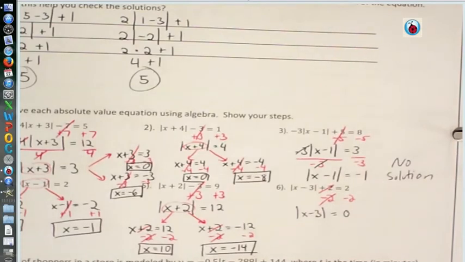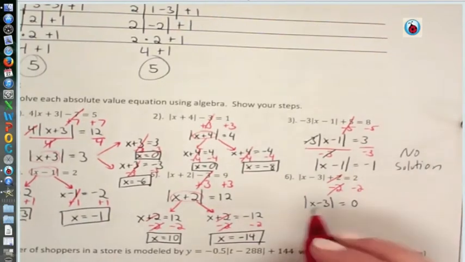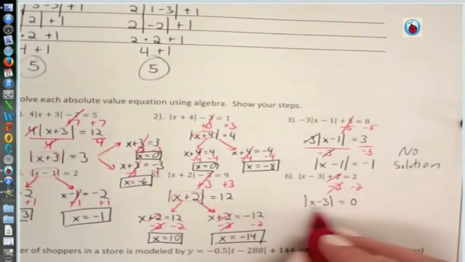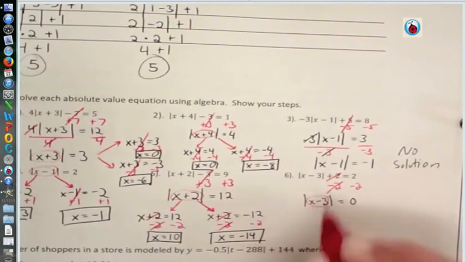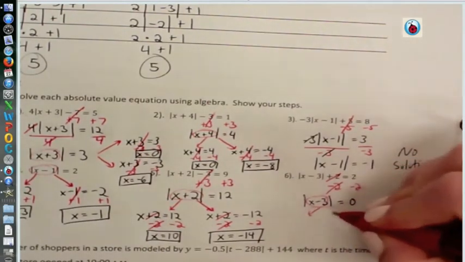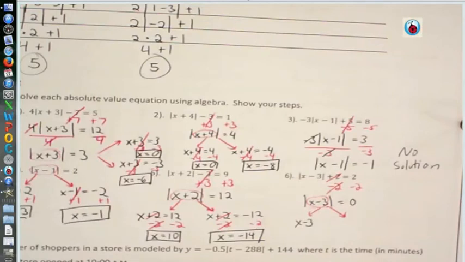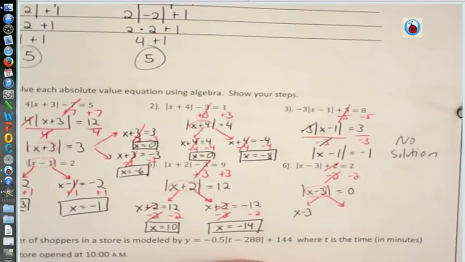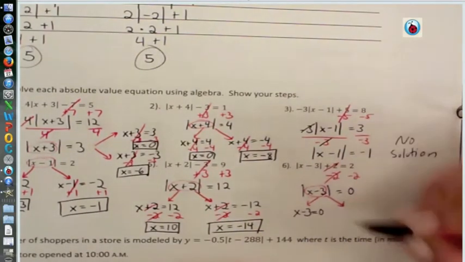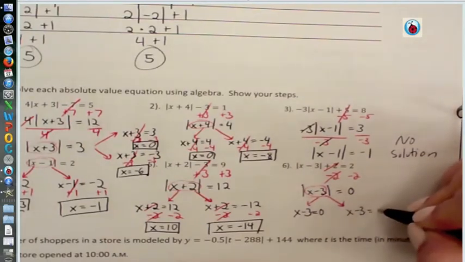Now this problem is a little bit different because when I split this into two equations, I would get x minus 3, oops, sorry, my computer went to sleep. x minus 3 equals 0, or x minus 3 equals negative 0?